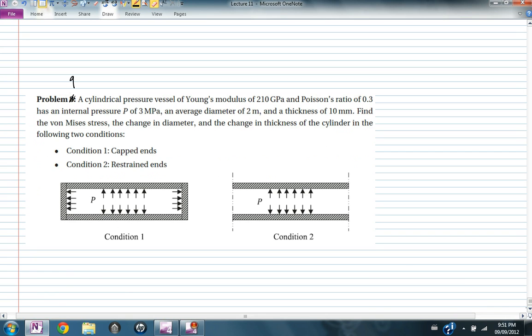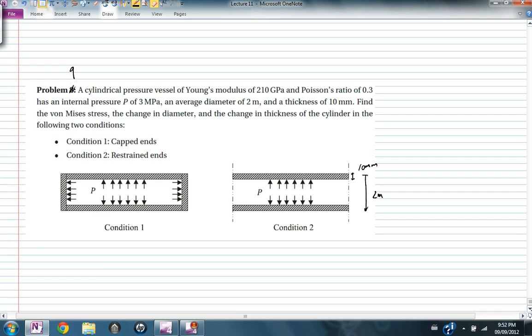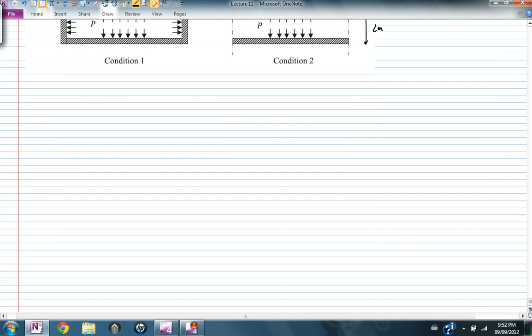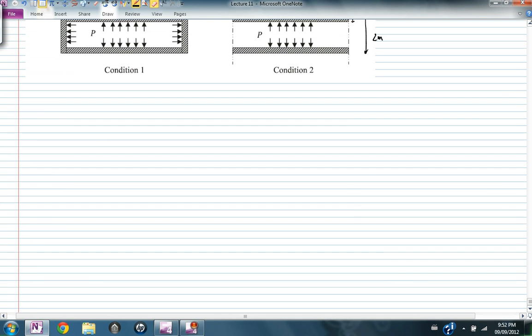The average diameter is 2 meters, and the thickness of the pressure vessel is 10 millimeter. We need to find the von Mises stress, the change in diameter, and the change in the thickness of the cylinder in the following two conditions. Condition 1, it's a pressure vessel with capped ends, or a pressure vessel with restrained ends. So let's review quickly what the difference between those two problems is.